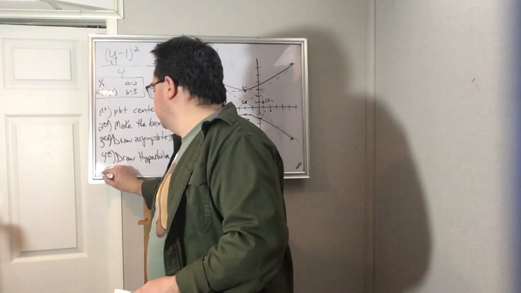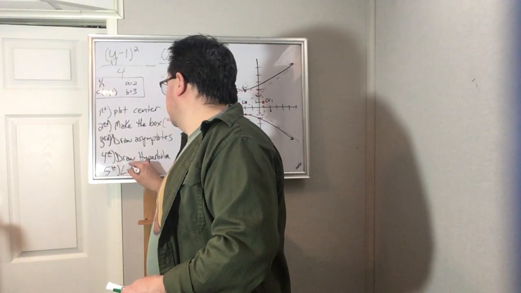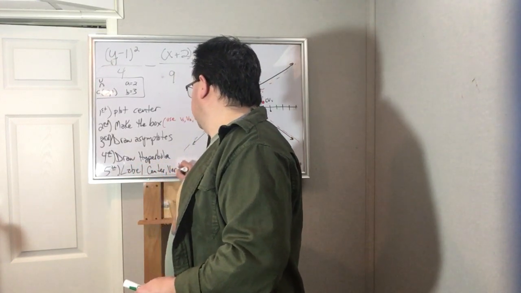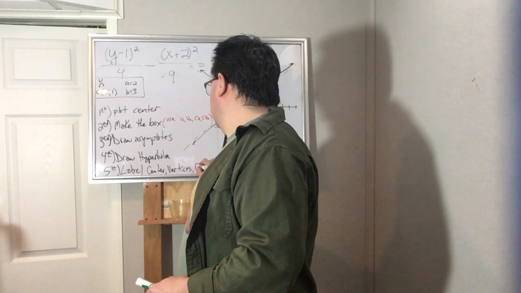We better put fifth: label center, vertices, co-vertices.